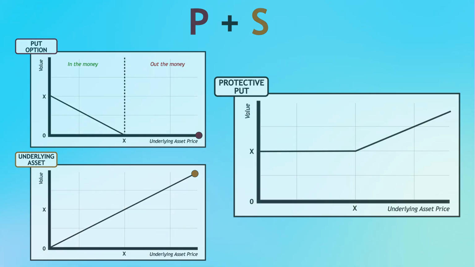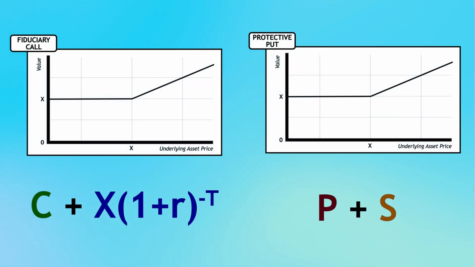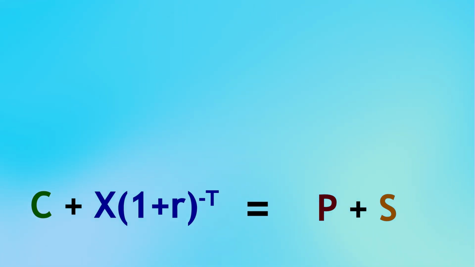Now let's show both the value charts for the fiduciary call and protective put next to each other. It can be observed that no matter what the final value is of the underlying asset, the payout for the two portfolios is exactly the same. Therefore, the value of the fiduciary call will equal the value of the protective put.